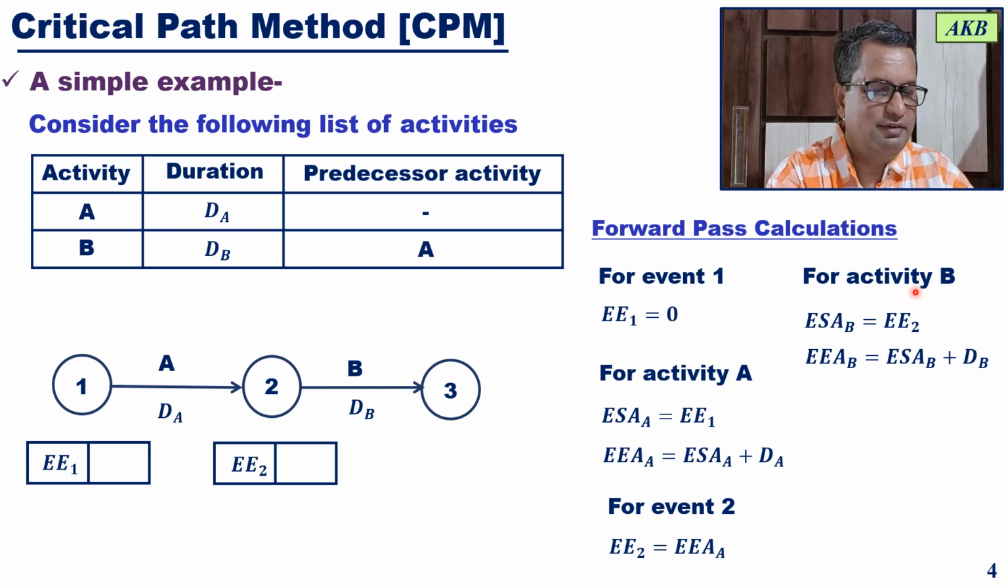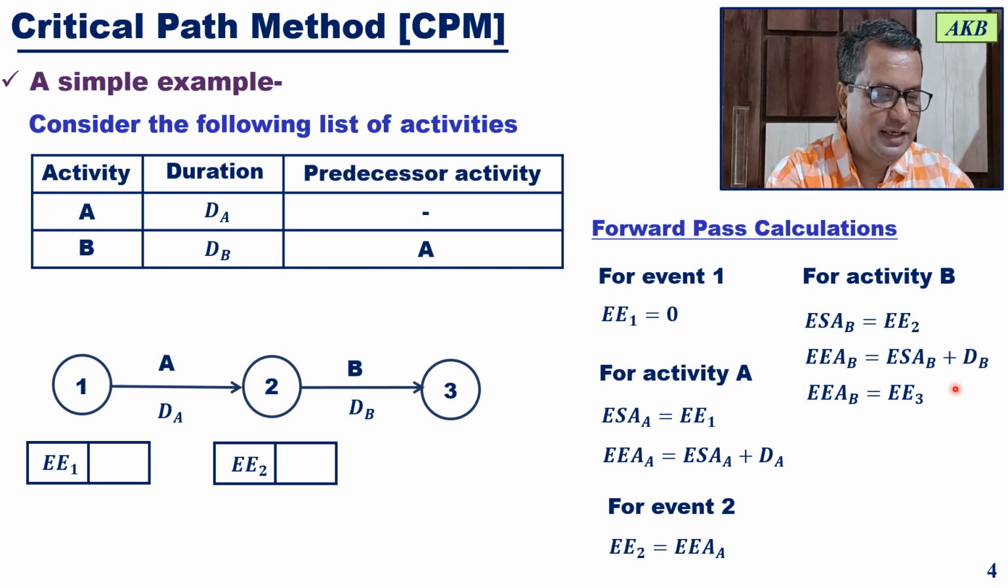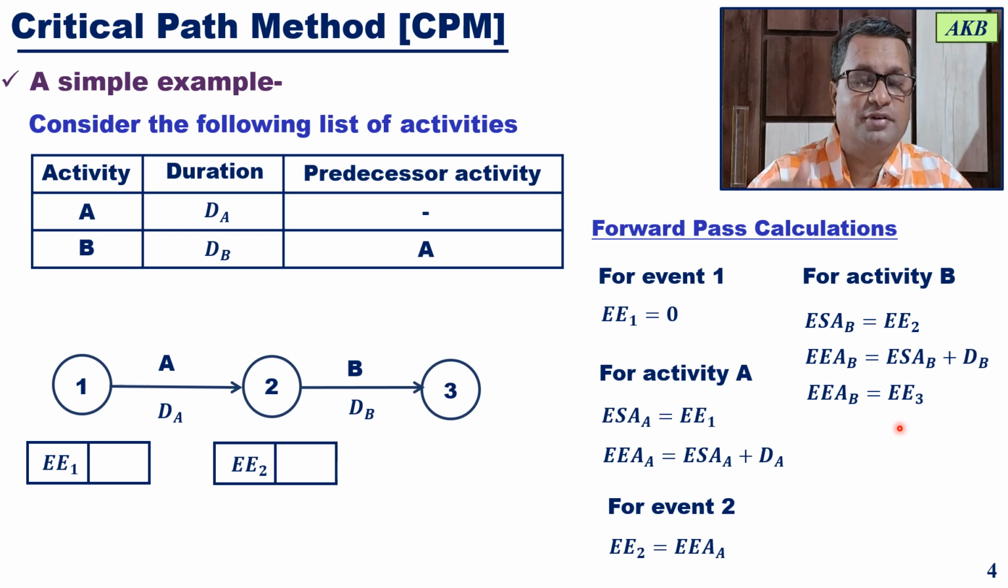So for activity B also, you have to calculate the earliest end time. The earliest end time will be the earliest start time plus the duration of that activity. And finally, for the end event, event 3, the earliest end time of activity B will be equal to the earliest event time of event 3. So once you calculate the earliest end time for activity B, you know the earliest event time for event 3.